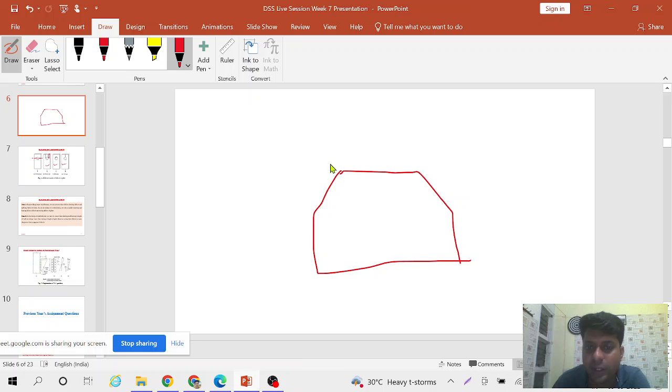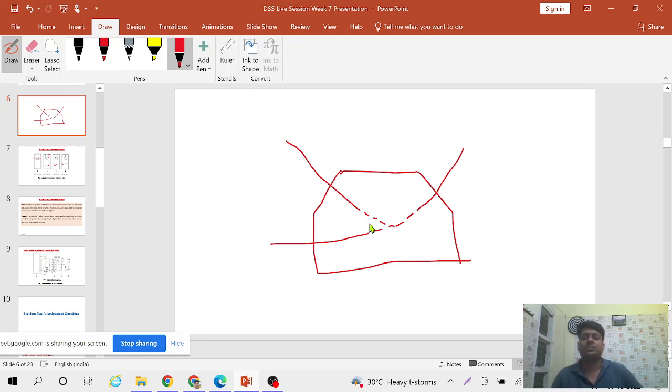This is your gusset plate. Okay, so if this is a member, this is a member, this is a member, like this we try to make the line of action of each and every force pass through a single point. This is the common point.